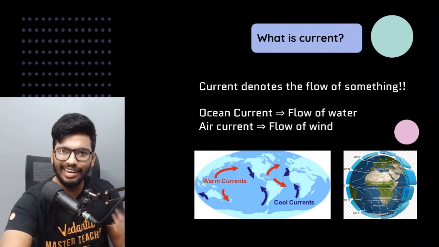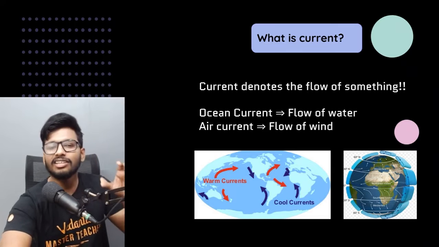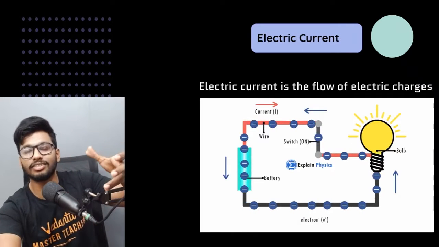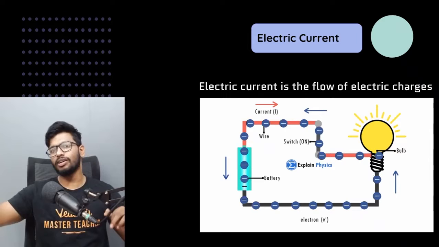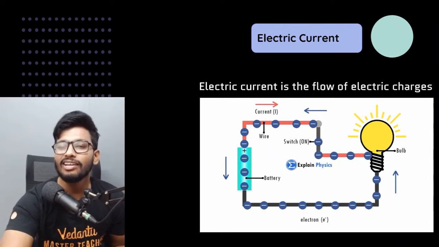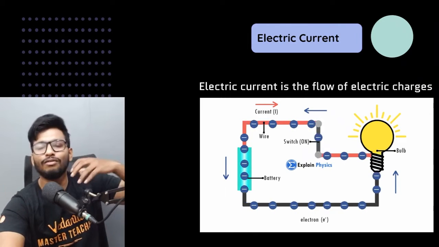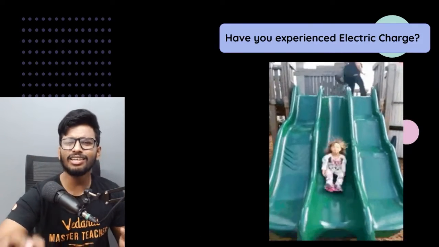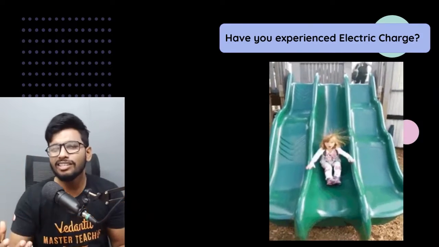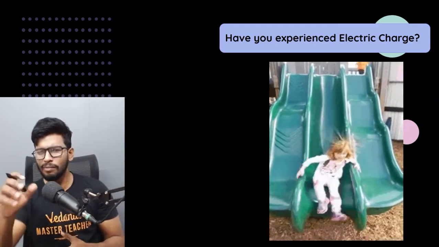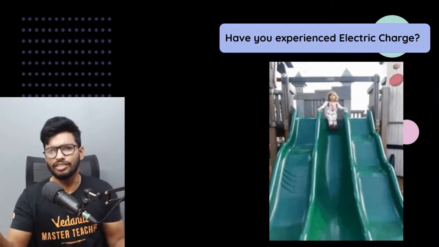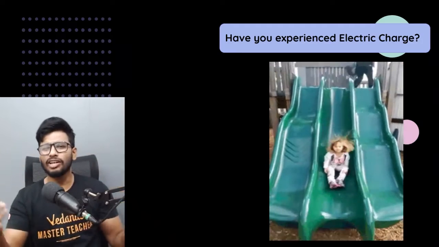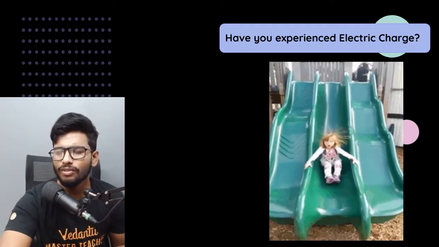Here, when you talk about electricity or electric current, it is nothing but the flow of electric charges. When these electric charges are flowing through a conductor, that is what is defined as current. The flow of electric charge is what is known as electric current. Now the fact is, guys, you have experienced current in a lot of different ways. So let me explain what an electric charge is, so that you understand this definition of current.